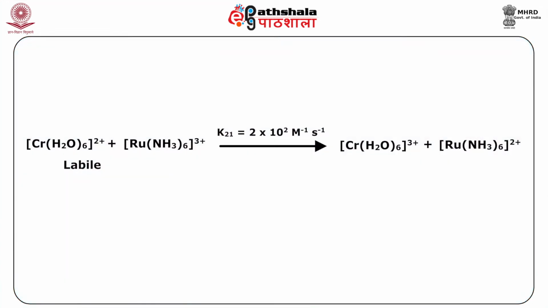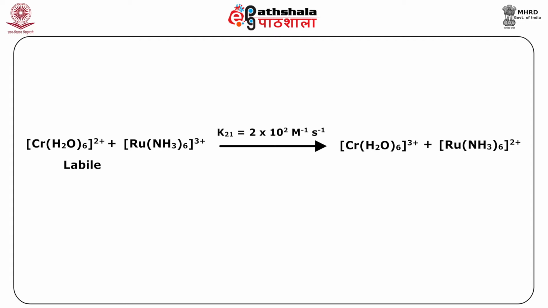Suppose we are taking one part as chromium hexa aqua complex, which is well known right from the outer sphere and inner sphere reactions. You know, it is a labile complex. It is reacting with hexa ammonia ruthenium 3 positive complex. So in this case, one part is chromium hexa aqua complex, another is ruthenium hexa amine complex. There is no bridging ligand, nothing like that. So both the cases are different from the outer and from the inner.